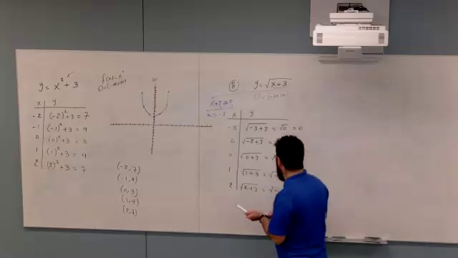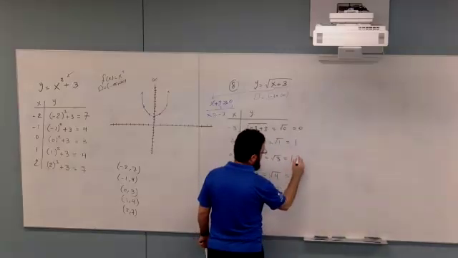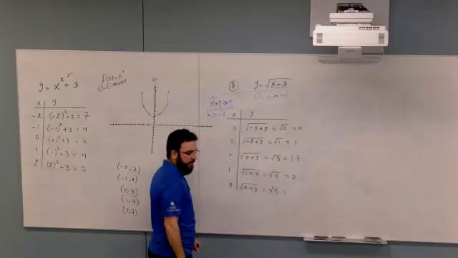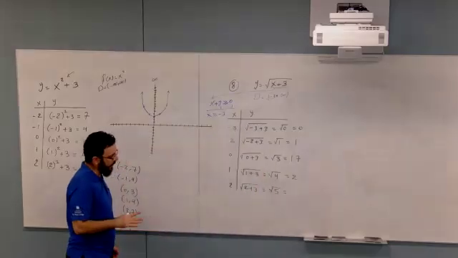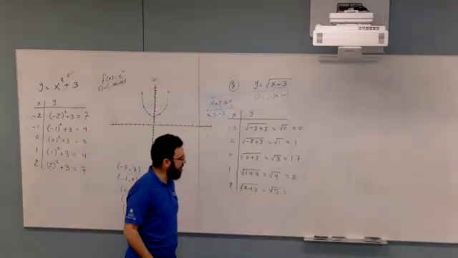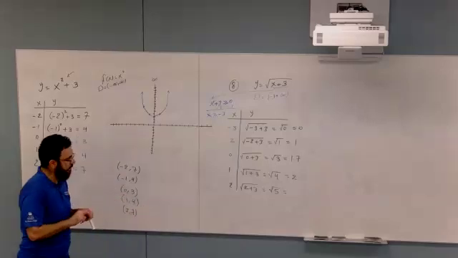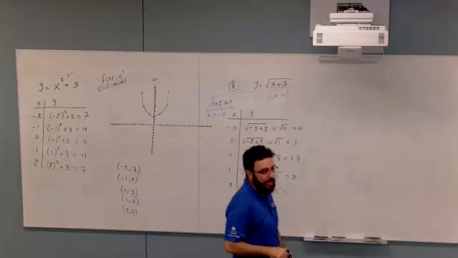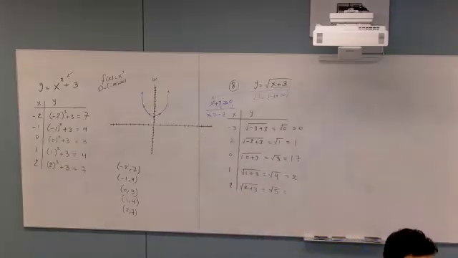1.73. Okay. Let's say 1.7. Square root of 5 is going to be 2.1. How much is the square root of 5? I think there's a way to, let me show you. 2.23, okay.